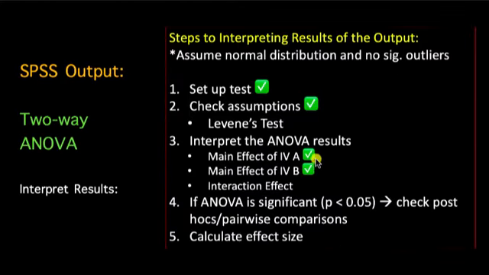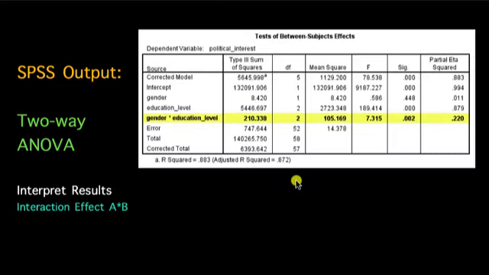So that checks off the first two main effects. Now we can look at the interaction effect, which is going to be seeing if there is a significant interaction between education level and gender.